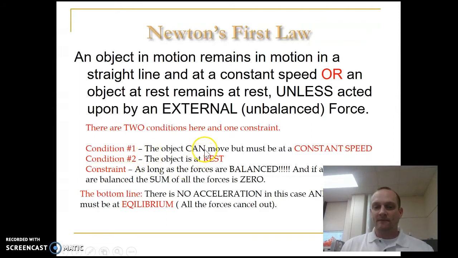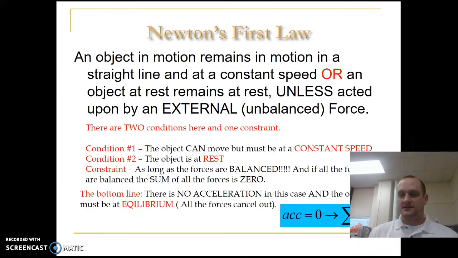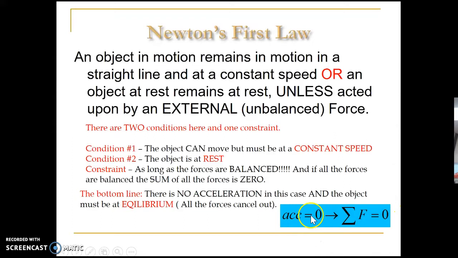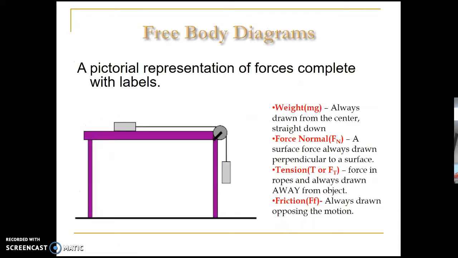So the bottom line here for these two conditions is that there's no acceleration. If there's no acceleration, all the forces cancel out, and we say the object is in equilibrium. And so here's a little mathematical formula for that. If the acceleration is zero, I'm either moving at constant speed or I'm at rest, then the sum of the forces equals zero. This Greek letter just means sum together. You're going to add together all the forces, and those all equal zero.